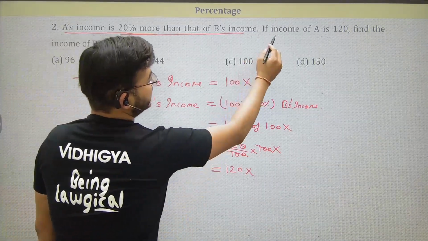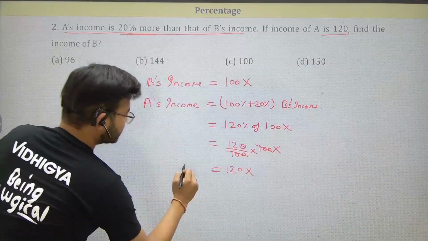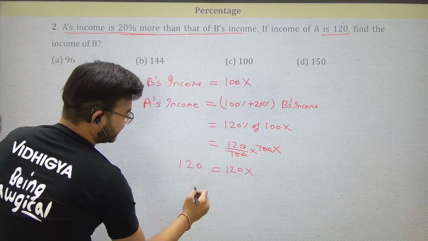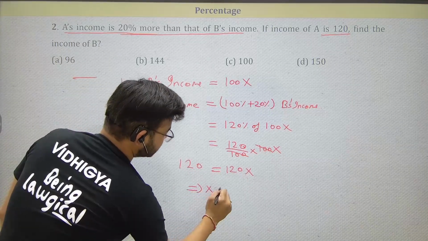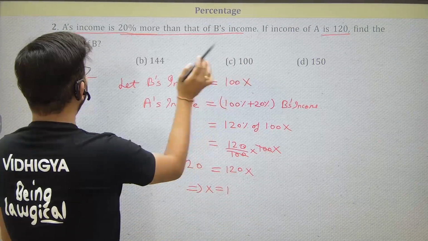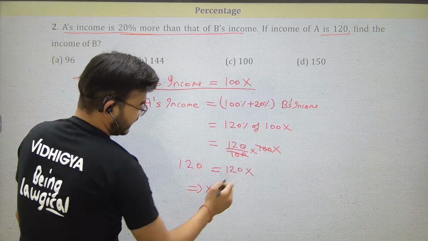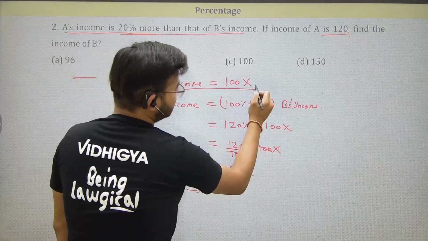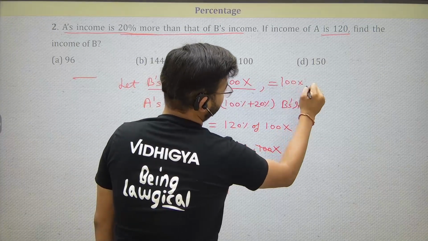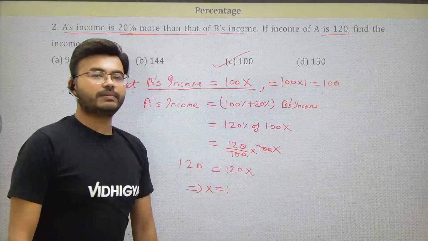Now the value of A's income is given to us. It is 120. So A's income is nothing but 120. So 120 is equal to 120x. This implies that x will be equal to 1. Now we needed to find the income of B. B's income we have assumed was 100x. The value of x is 1. We'll substitute that value. So the income of B will become 100 into 1. That will be 100 rupees. So the answer will be C.